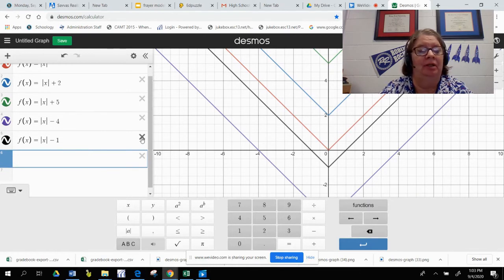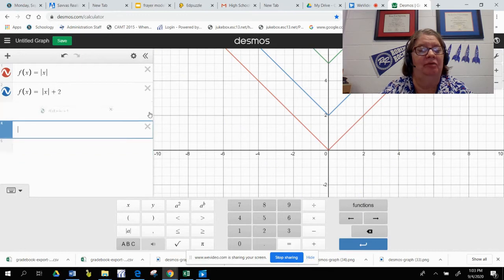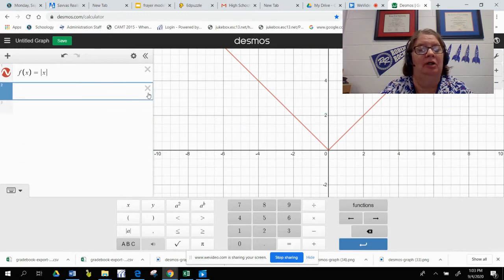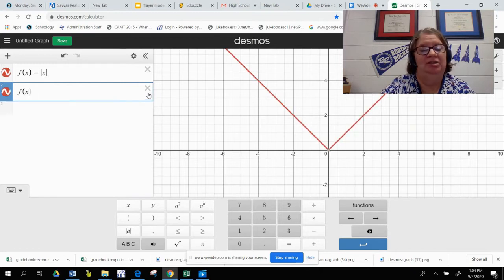Okay. Now let's take these off. There, we're back to our basic parent function. No transformation has taken place. Now, what happens if we do some adding or subtracting inside? What do you think is going to happen? We saw that if you add a number outside, the graph moves up. If you subtract a number outside the absolute value bars, the graph moves down. What do you think would happen if we add a number inside the absolute value bars? Let's see if you're right.